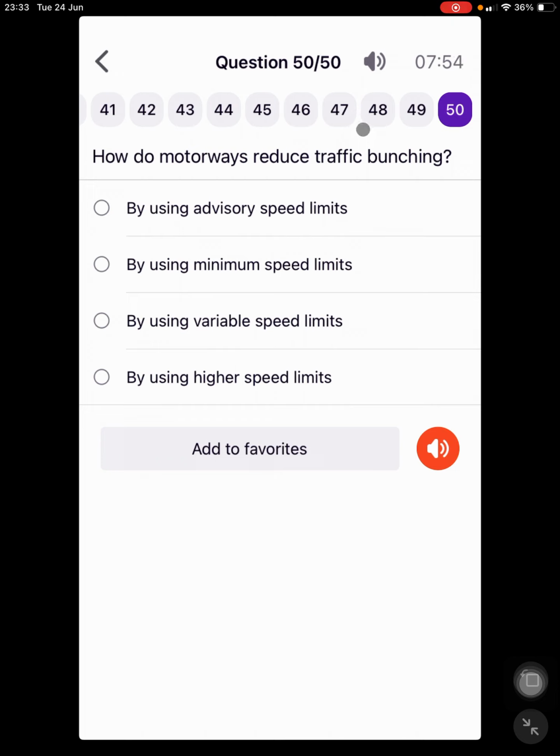Bunching means, you see, bunching, have you heard of bunch of flowers? Bunch of flowers means too many flowers together. Traffic bunching means too much traffic together.